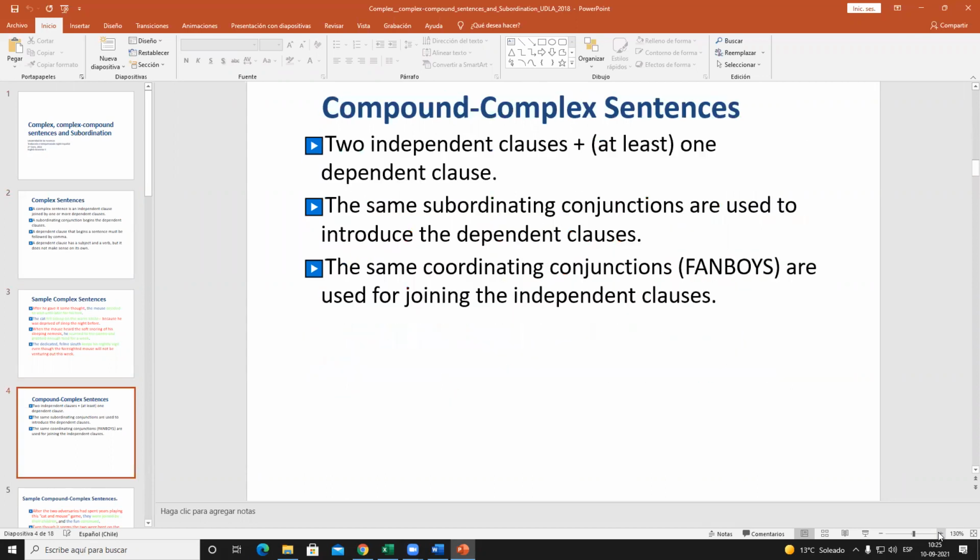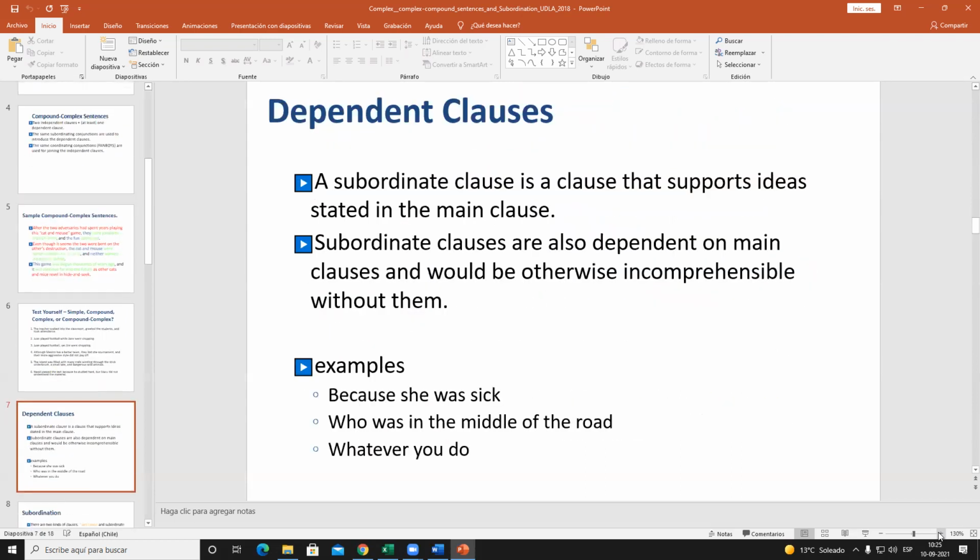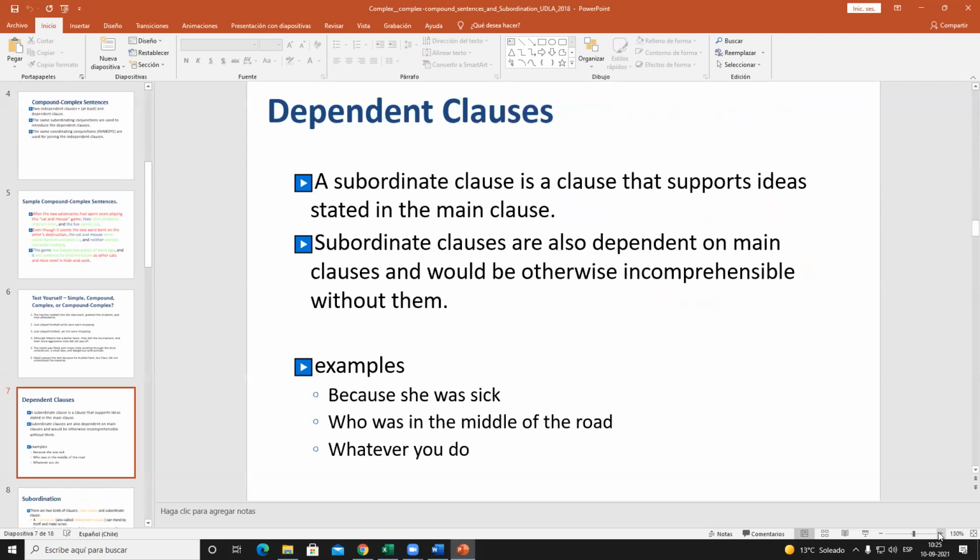Examples. Compound complex, this is the one we haven't skipped. And we arrive here: dependent clauses. A subordinate clause is a clause that supports ideas stated in the main clause.